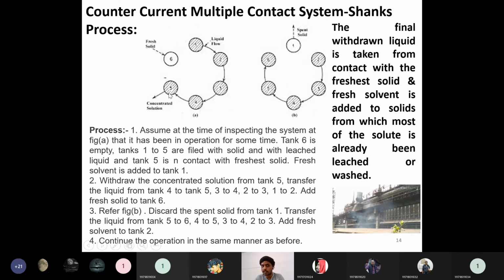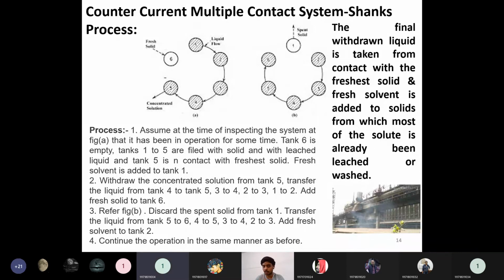The fresh solids are interacting with the older solvent that traveled from tank 1 to tank 5. So in tank 5, fresh solids are meeting with old solvent, or spent solvent, we can say. The fresh solids will have the maximum amount of soluble matter, while the spent solvent has already had the experience of passing through the previous tanks. These two interact here, and finally the concentrated solution leaves from tank 5.